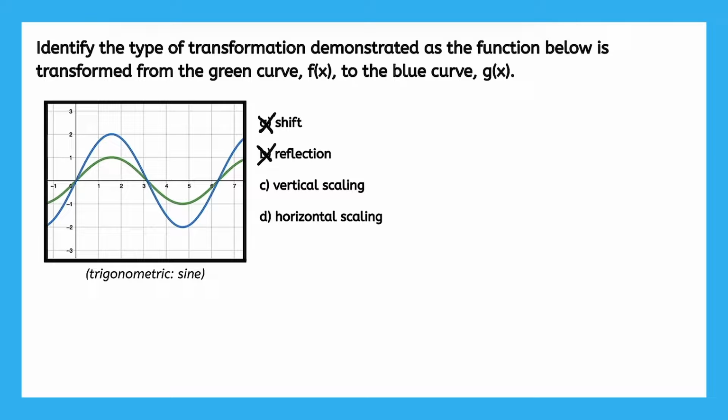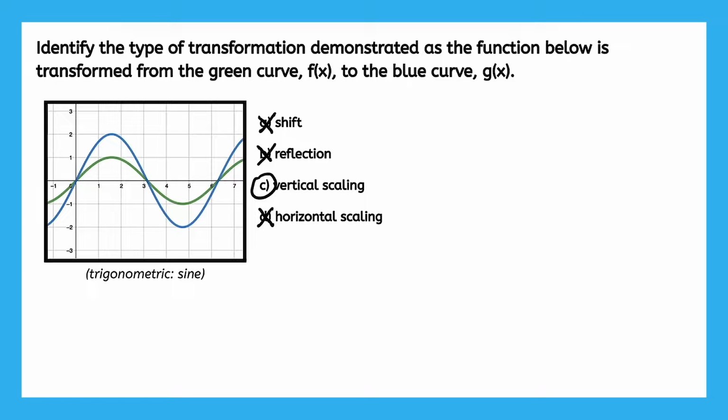And let's think about D real quick. Could this be a horizontal scaling? Well, I see that we have one point at 0, 0 and another point at 3, 0, and both of those points are on both curves. So there was no horizontal stretching or compressing happening. So goodbye option D. And that leaves us with option C. This was definitely a vertical scaling because the blue curve is a vertical stretch of the green curve.